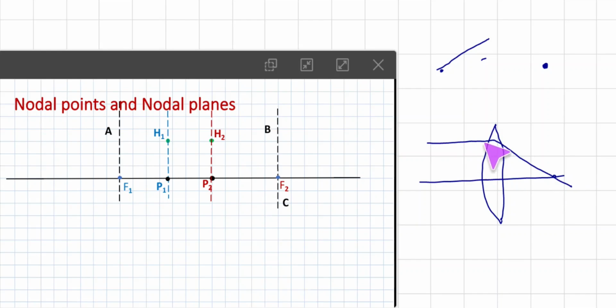Here when the ray is parallel, it passes through the focal point. Second important thing, when a ray emerges from the focal point, it goes parallel. Now the third important thing is that the ray which is passing along the optical axis passes through the optical center, it does not deviate because here the angle is 90 degree. But that is one ray.